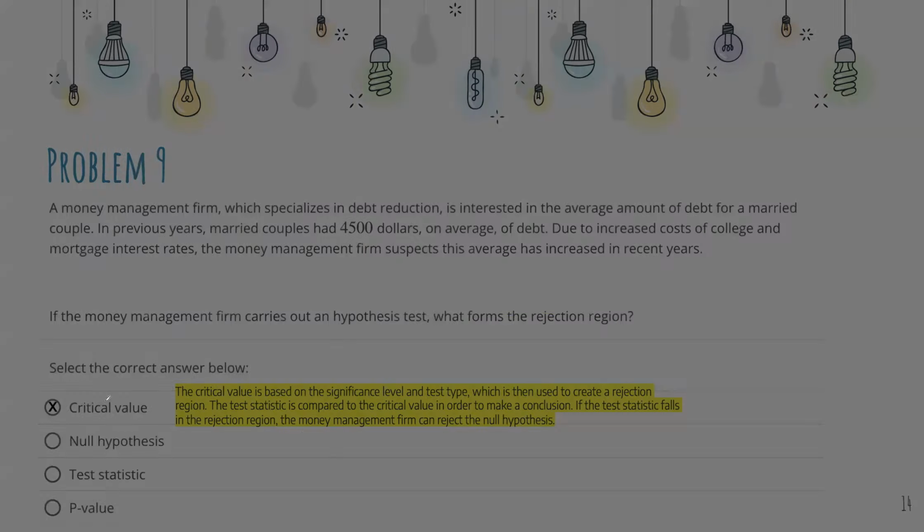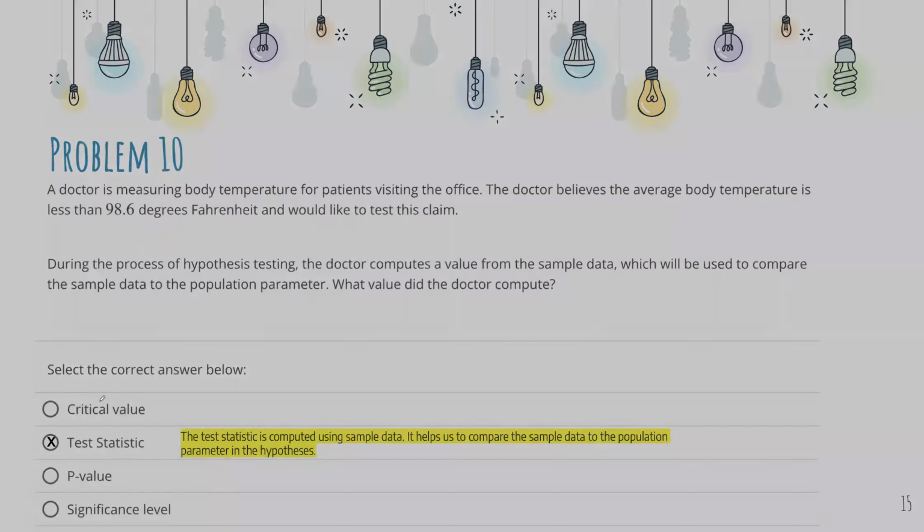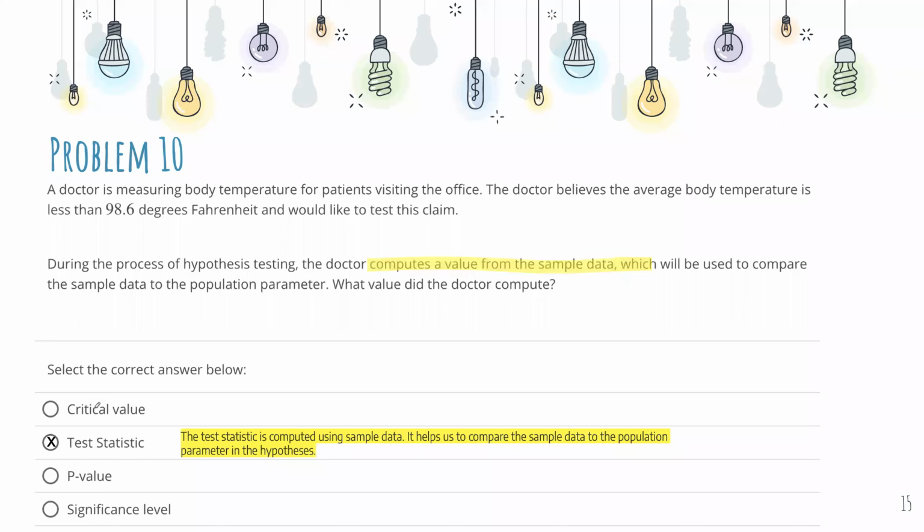So again, the critical value is computed from the significance level. The test statistic is computed from the sample data. The p-value and significance level are probabilities. So the correct answer is going to be the test statistic.